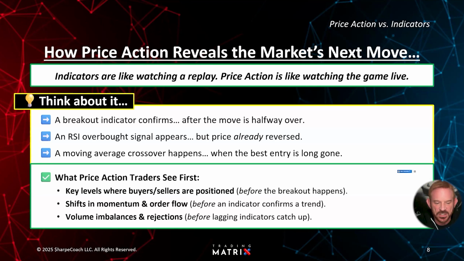What price action traders see first is they see key levels where buyers and sellers are positioned. They see things happening before the breakout is confirmed. They see shifts in momentum and order flow before the indicator confirms it. And they see volume imbalances and rejections before the indicator catches it.